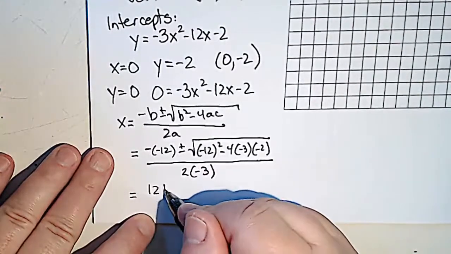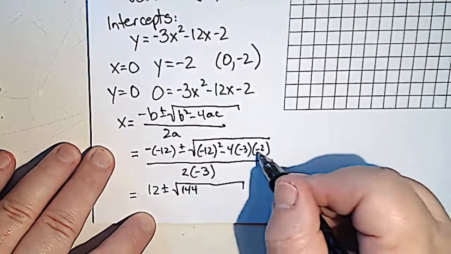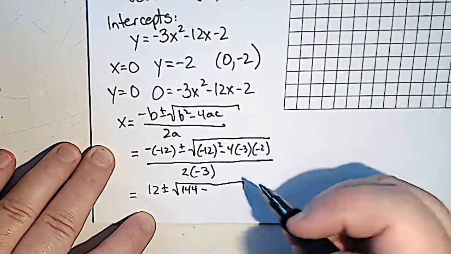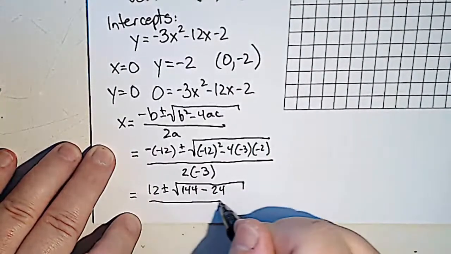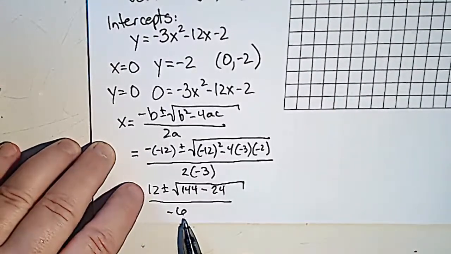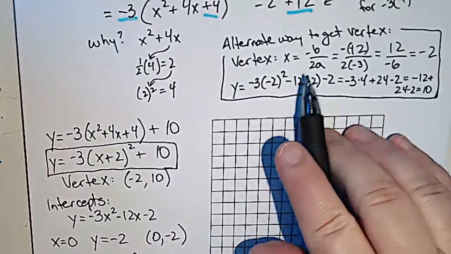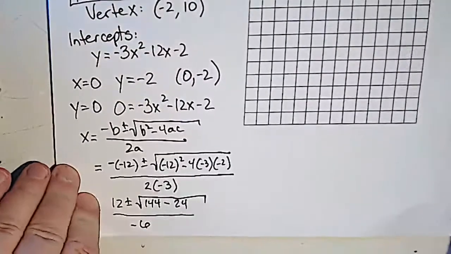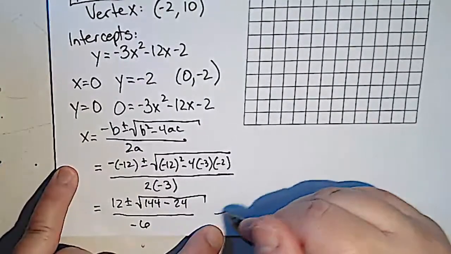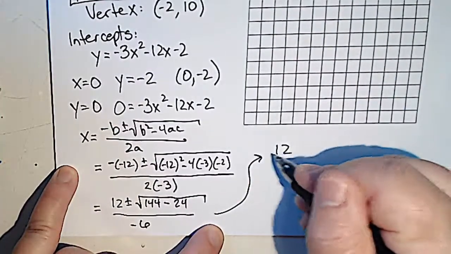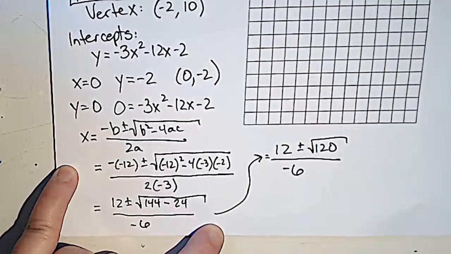So that's going to be 12 plus or minus radical 144 minus, minus, minus. So this is a full minus. 4 times 3 is 12 times 2 is 24. Notice this is the part that gave us the vertex in our quick and dirty vertex if you wanted to use that. This part, the opposite of b over 2a, is actually just part of the quadratic formula. It's this first part. Okay. So 12 plus or minus radical 120 all over negative 6.